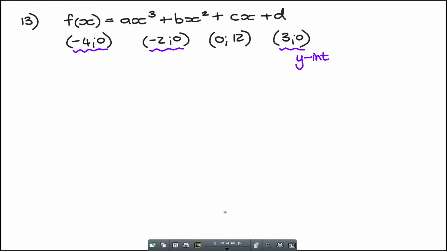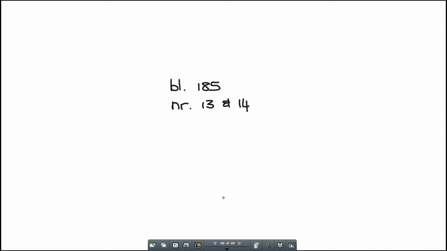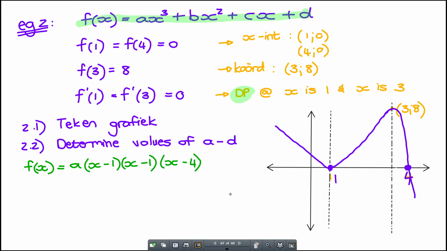Nee, okay. Wat is hierdie ouetjie? Wanneer is x 0? Okay, so as x 0 is, dan is dit die y-as. Nee? So this one is my y-intercept. Sê gou weer. Ja, kyk gou hierso. Daarso.